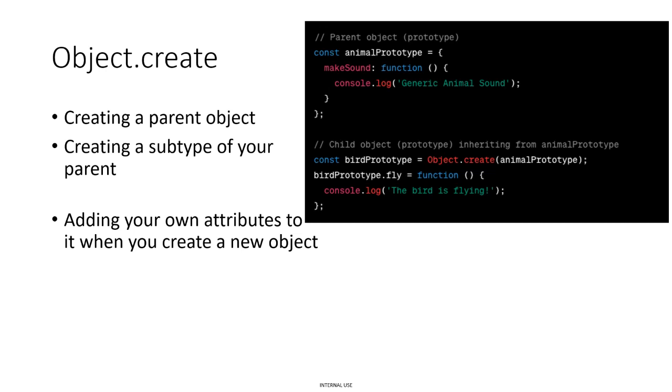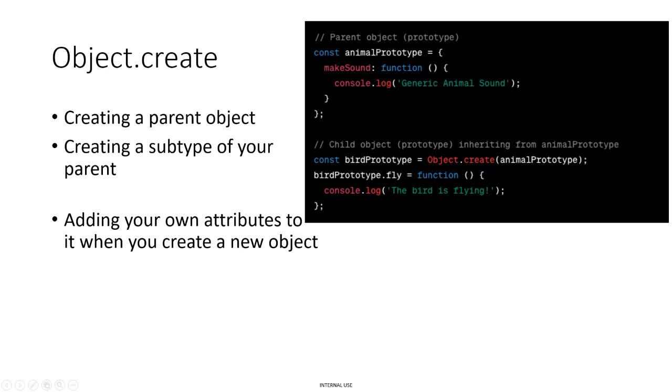You do this via Object.create, and that's what's done on the bottom, where you have a child object. Now you have a bird, because a bird is of type animal. So you create a bird object using Object.create, using the animal prototype as a template, as the blueprint for creating that object. Now you can add your own attributes to the bird prototype. You can say birdPrototype.fly, and assign it a function that prints the bird is flying. You use dot notation to assign attributes. This is kind of like using setters in a class. You don't say dot setFly, you just say dot fly.